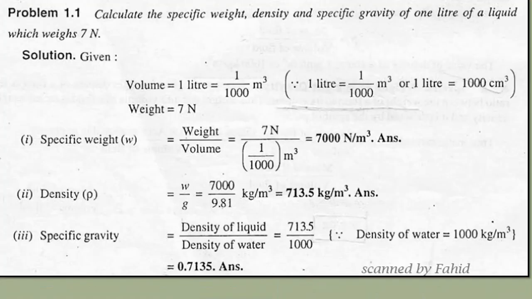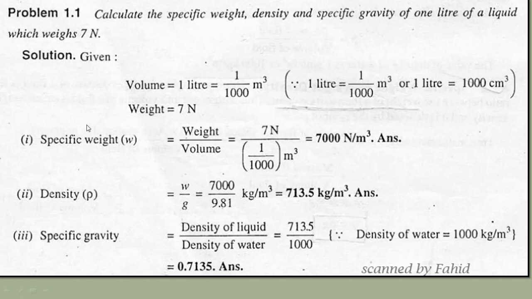So first, calculate the specific weight, density and specific gravity of 1 liter of liquid which weighs 7 Newton. So here, first you need to write the given things. Step 1, write given things. Volume is equal to 1 liter. 1 liter is equal to 1 divided by 1000 meter cube. This is the conversion factor. Or 1 liter is equal to 1000 centimeter cube. So weight is equal to 7 Newton.